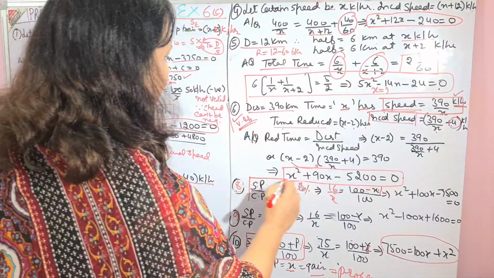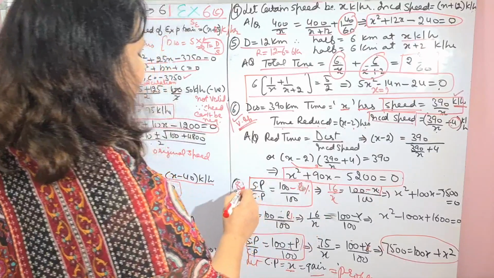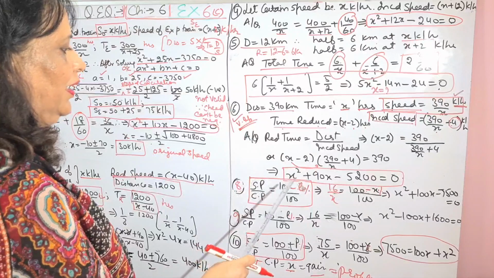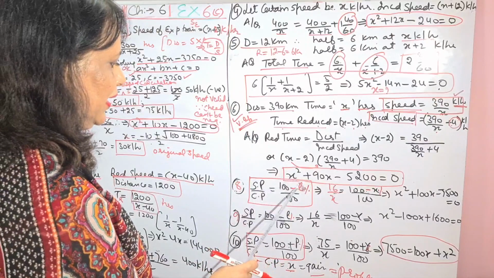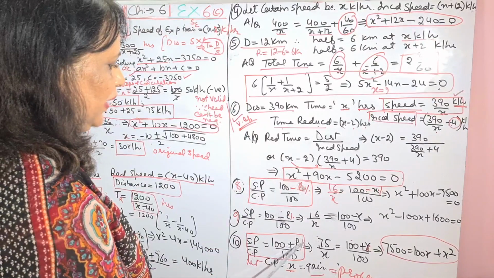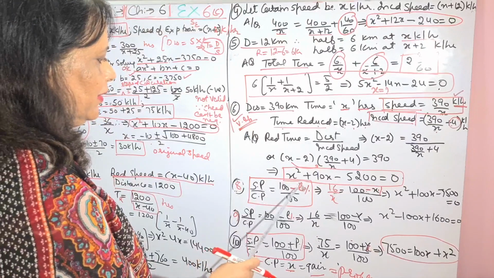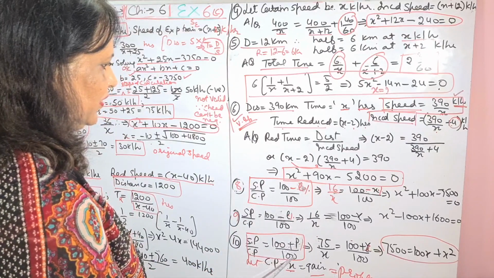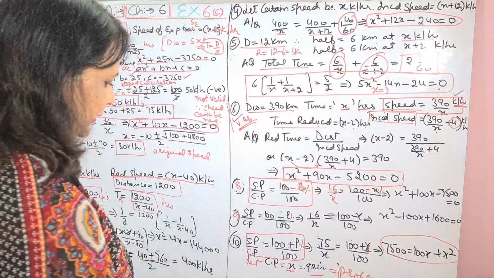This type of formula I have done in 9th standard in SPCP. If you have not done, please remember the formula. When it is loss percent, you have to minus. When it is profit, you have to plus. SP upon CP, 100 minus loss percent of 100, or SP upon CP, 100 plus profit percent of 100. So see, children, how easy it is.